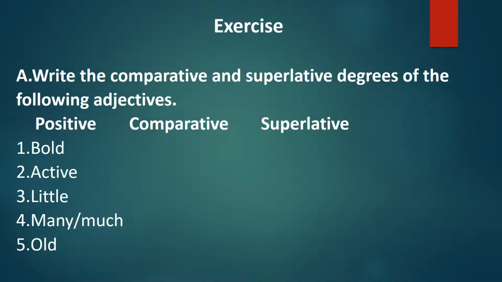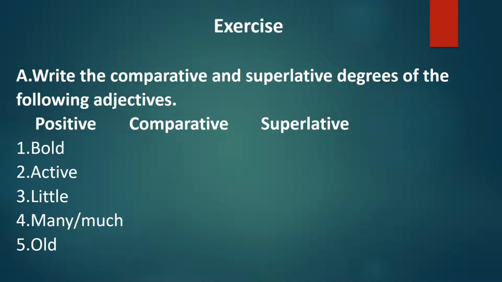Okay, now let's take an example. The first positive degree of adjective is bold. So students, tell me what will be the comparative and superlative degree of the following adjectives. Now, bold is given. Comparative degree means comparing two things. Then the comparative degree of bold is bolder, and the superlative degree is boldest, comparing more than two things or persons.